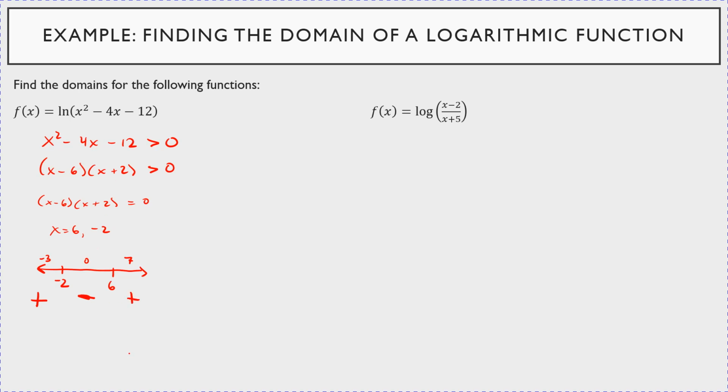Boom. So the domain, okay? The domain of this would be from negative infinity to negative 2, and then union, you'd pick back up at 6 to infinity.